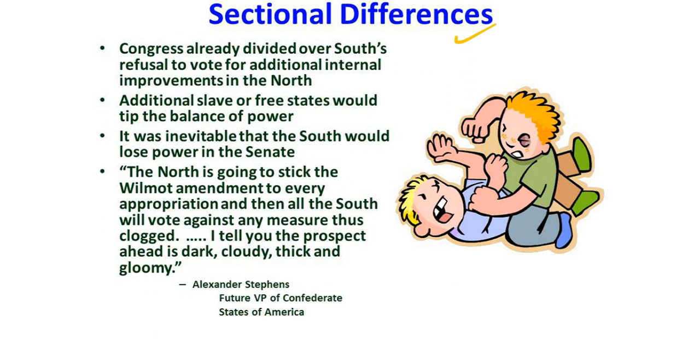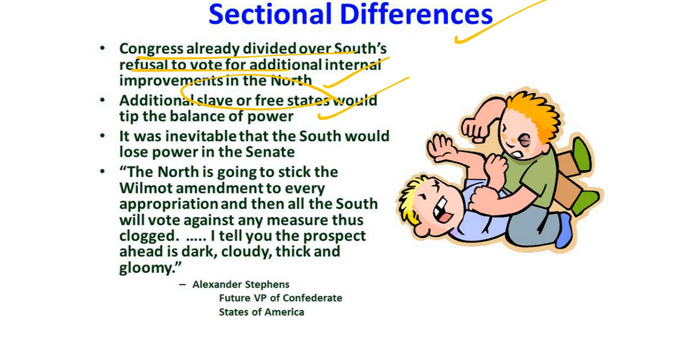Sectional differences are going to continue to cause tension between the North and South. Congress was already divided over the South's refusal to vote for additional internal improvements in the North. Additional slave or free states would have tipped the balance of power in Congress, and the slave states in the South and the free states in the North were very, very conscious of maintaining that balance.